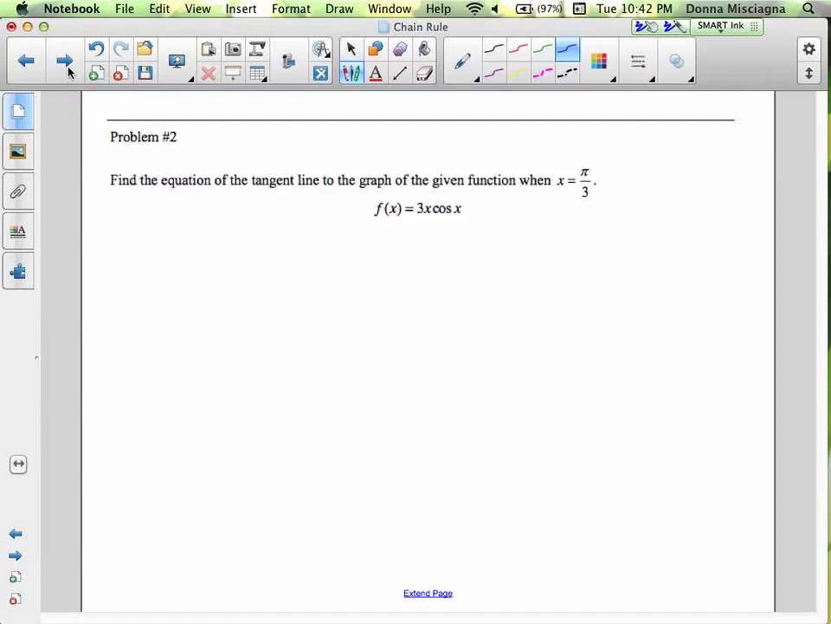Find the equation of a tangent line to the graph of the function when x equals pi thirds. We have f of x equals 3x times cosine x. Just a product rule. All right, so remember the derivative of a product, right?